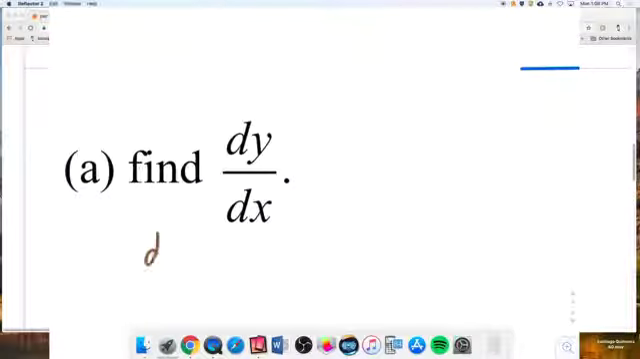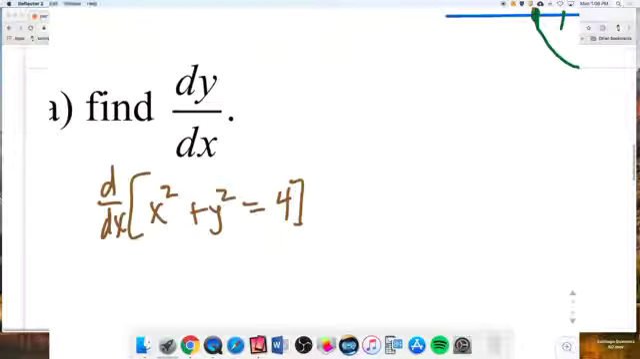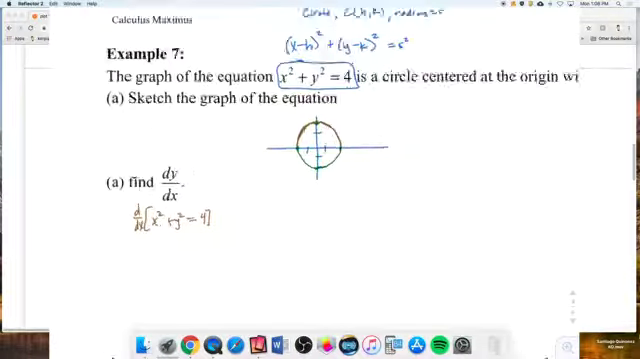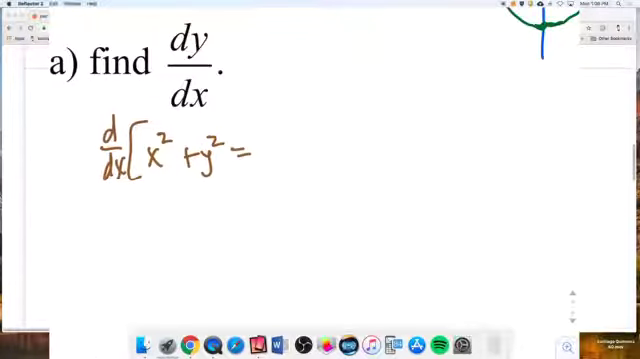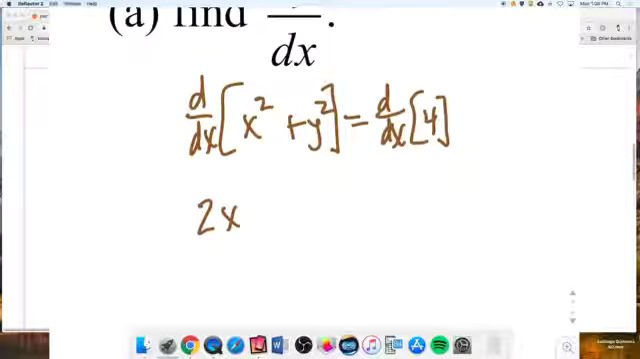So here we go. d/dx of, in this case, I'm not going to separate the terms before I take the derivative. I certainly have that option. I could call it y squared equals 4 minus x squared, but I'll just take the derivative as it sits. d/dx of, d/dx of. Okay, the left side becomes 2x times the chain rule dx/dx, which we don't need, plus the derivative of y squared is 2y times dy/dx, which we do need. And on the right, the derivative is 0.